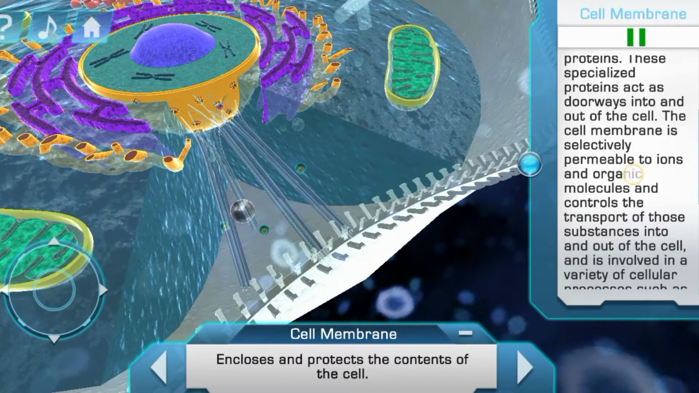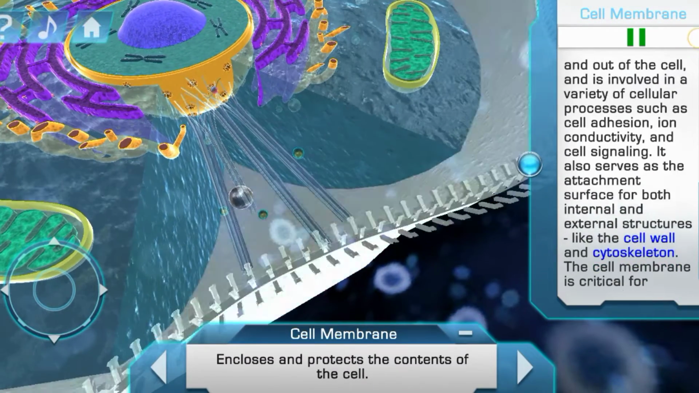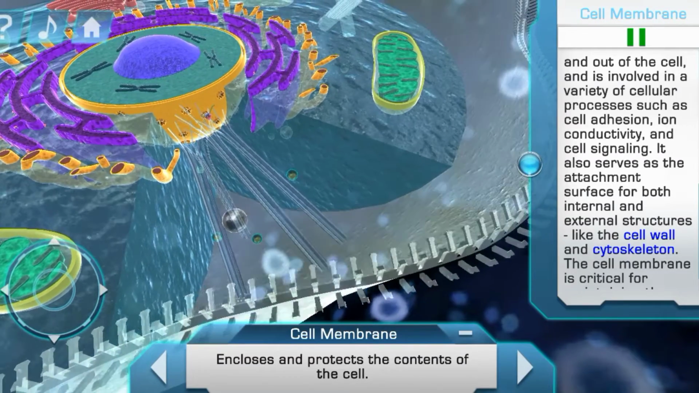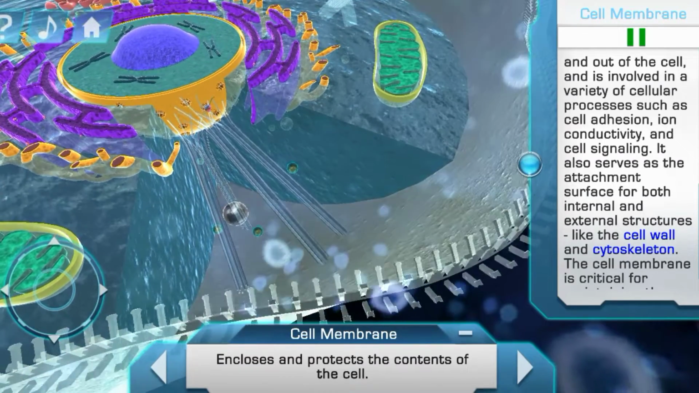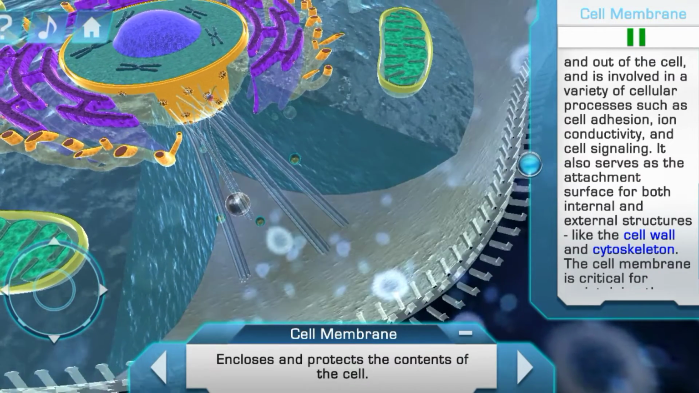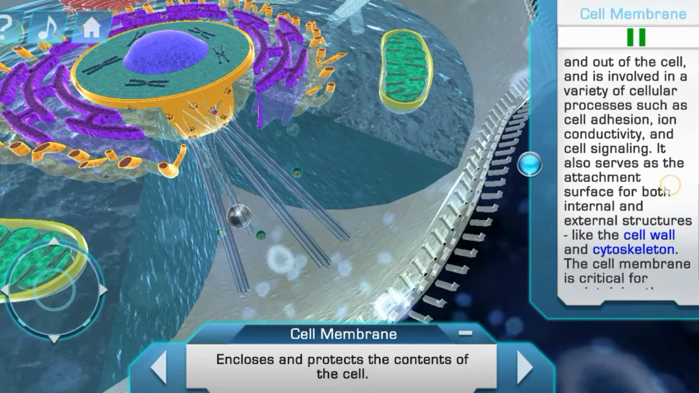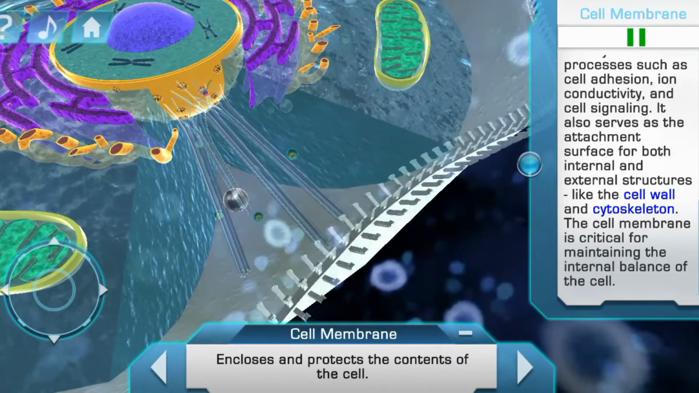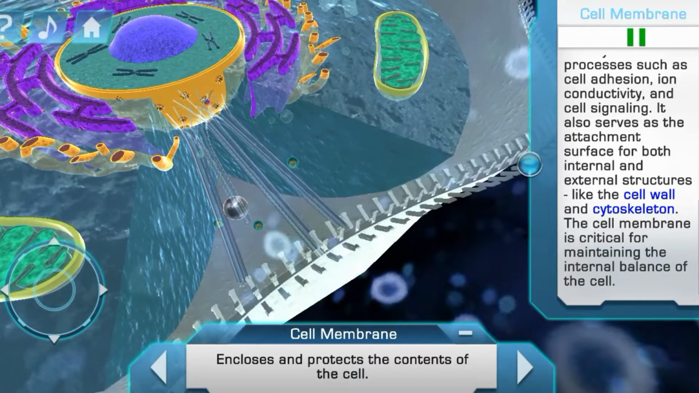and is involved in a variety of cell processes such as cell adhesion, ion conductivity, and cell signaling. It also serves as the attachment surface for both internal and external structures, like the cell wall and cytoskeleton. The cell membrane is critical for maintaining the internal balance of the cell.